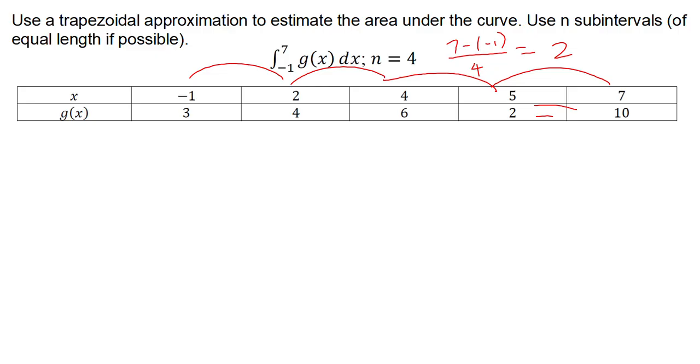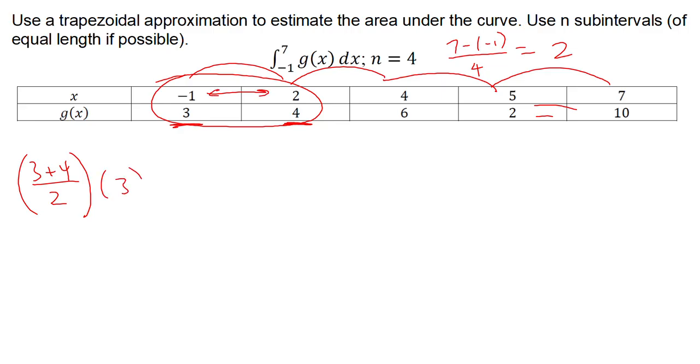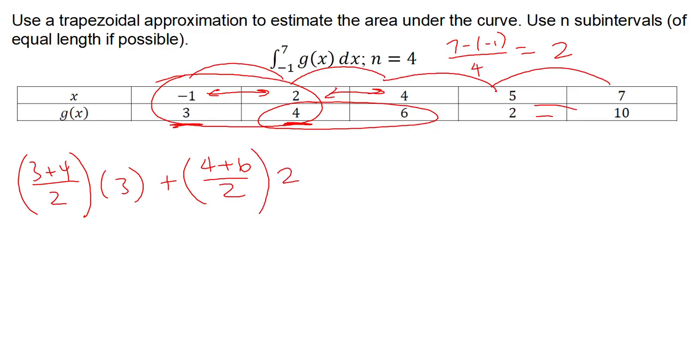So the way I'm going to do this is I'll take the first subinterval here to be from -1 to 2. And so the area of the trapezoid should be the first base plus the second base, so 3 plus 4 divided by 2, and then times the width of that subinterval, right? From -1 to 2 is 3. And we'll do the same for the next. Now we're going to do 4 to 6, so 4 plus 6 over 2, and then times the length of the subinterval from 2 to 4, which is 2.